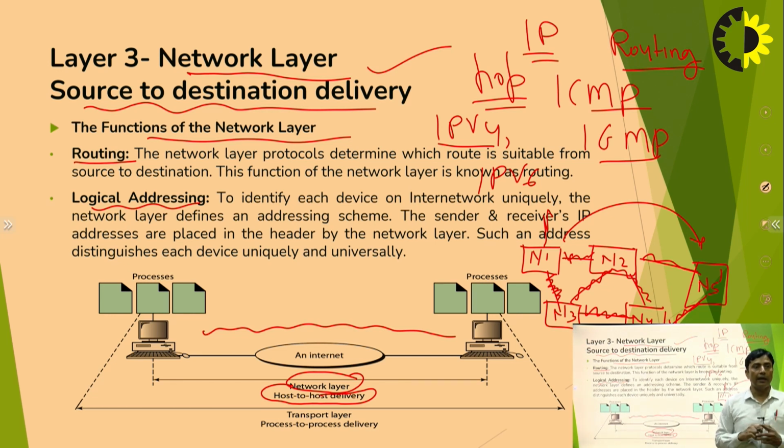So logical address means giving a unique address, a unique number, to each and every system, each and every router, so that when one node wants to send data to some other node, that number is used as an address and uniquely identifies the nodes. And that is the responsibility of the network layer to give these addresses. This is known as the IP address. So this is known as logical addressing.